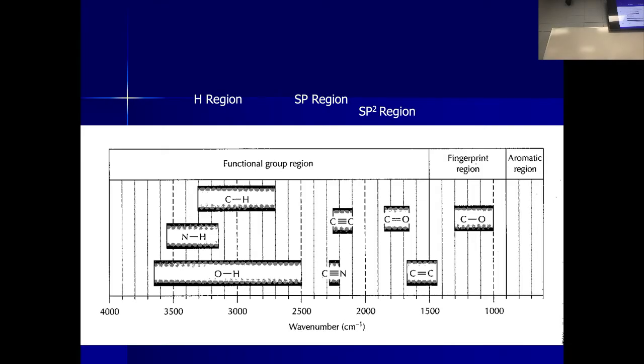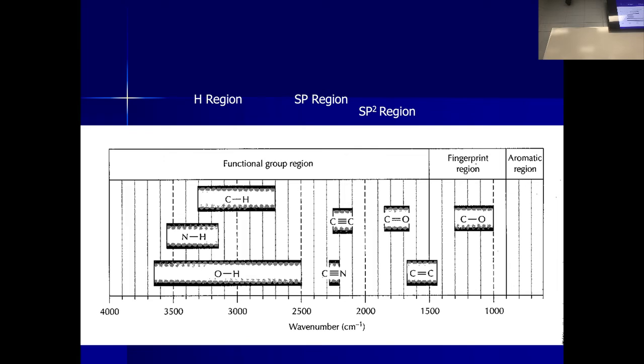1,500 to 2,000 is what region? SP2. 2,000 to 2,500? SP. 2,500 and on? Hydrogen region. 1,500 and below? Fingerprint. What are we going to ignore? Fingerprint. Okay? Why are we going to ignore it? Because it's just too complicated to interpret at this point. Right? All I'm going to hold you responsible for is functional groups. Okay? You need to have those regions committed.